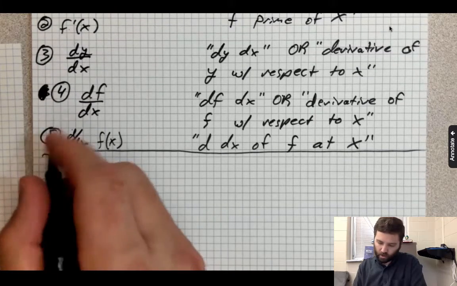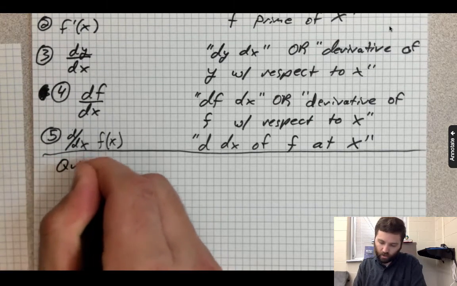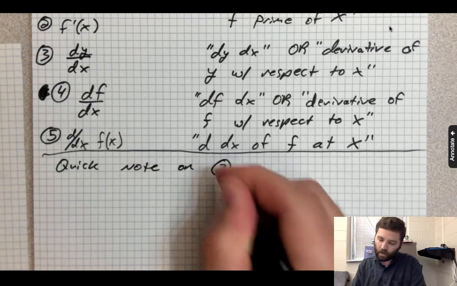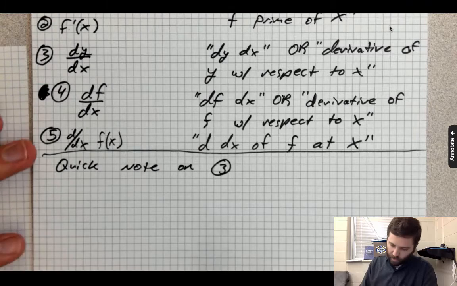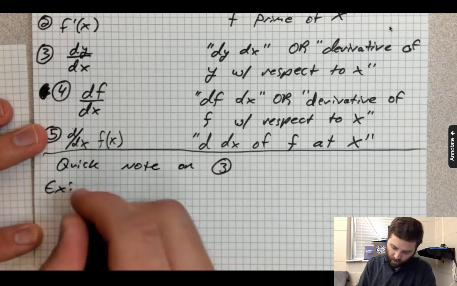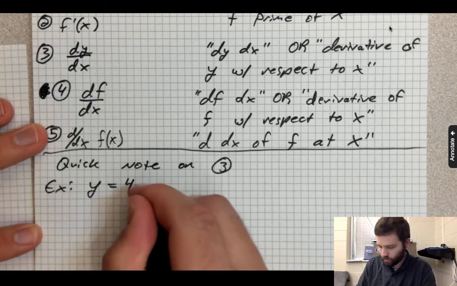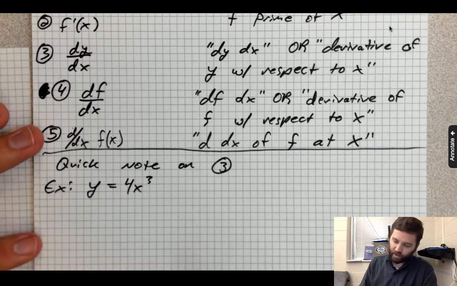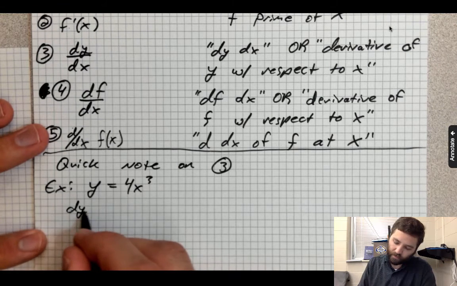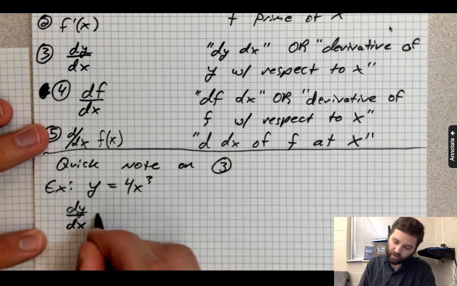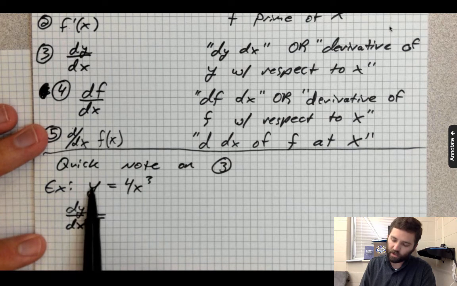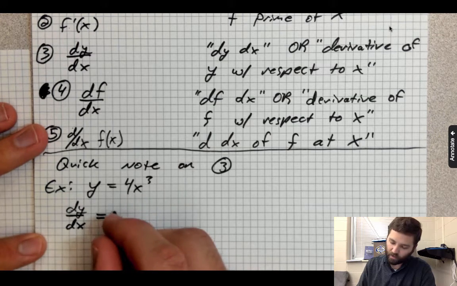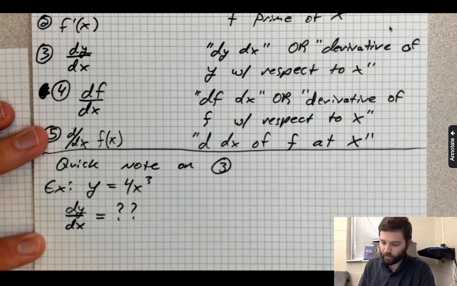One thing I did want to note, a quick note on number 3, is this. Suppose that I give you this function y equals 4x cubed. I could ask you something like, what is the derivative of y with respect to x? That's where that notation would come up. It tells you you're differentiating y with respect to what variable? Well, with x. We don't know what that is. It's something, it doesn't matter.